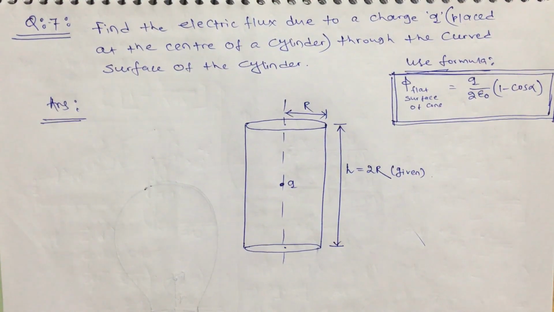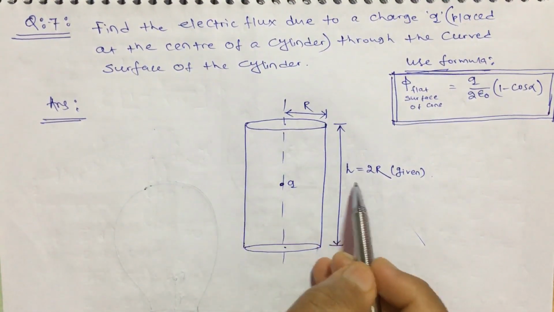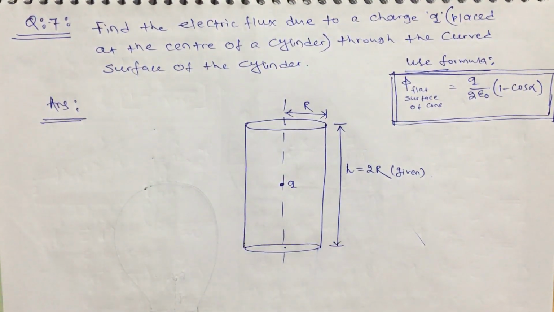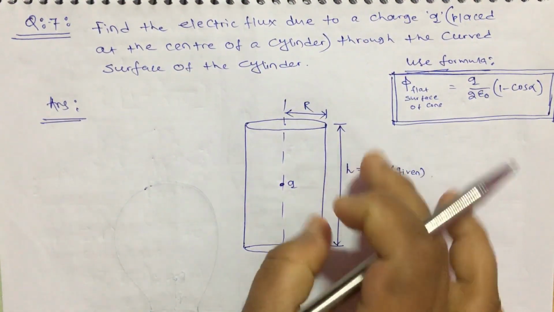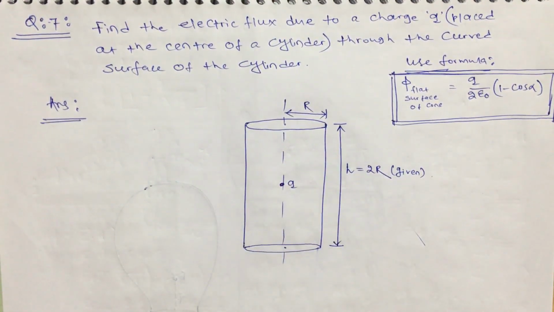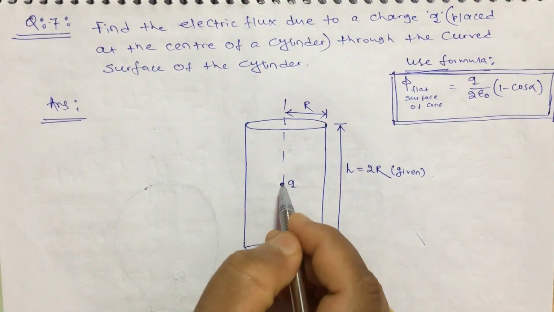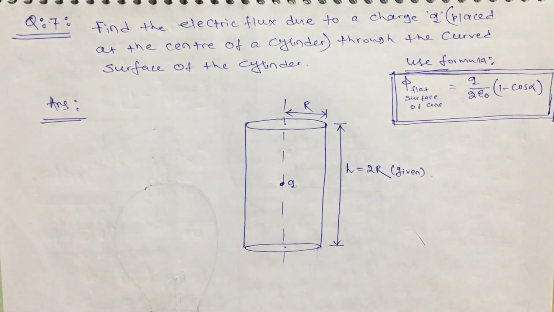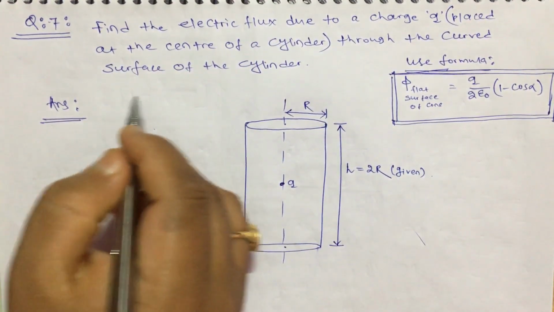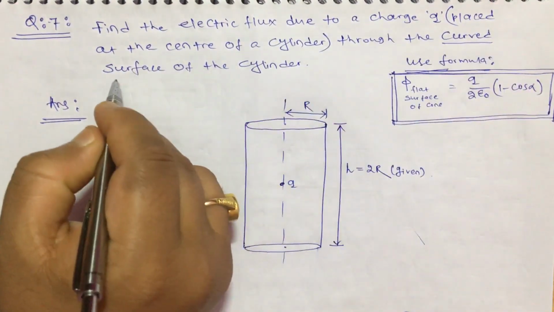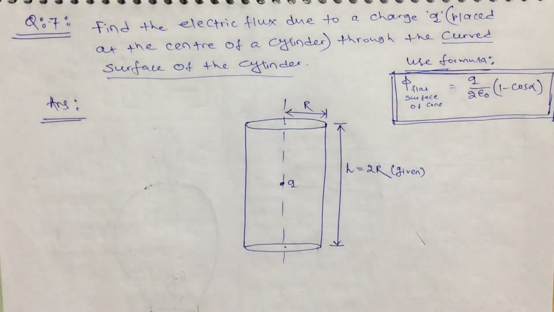This is the next question, and we are going to use the result that we got in the last part, or the last method. So here is the question. A cylinder is given with height h equal to 2r and radius equal to r, meaning the height is twice the radius. A special type of cylinder is given, and a charge q is placed at the center. It is asked to find the flux through the curved surface only, through the curved surface of the cylinder.